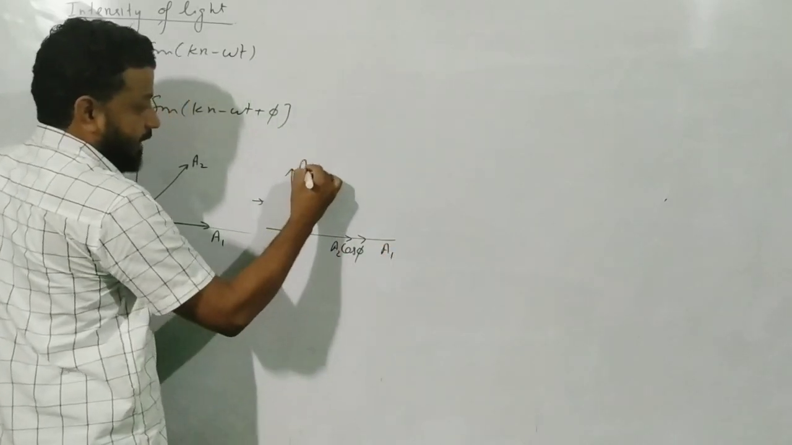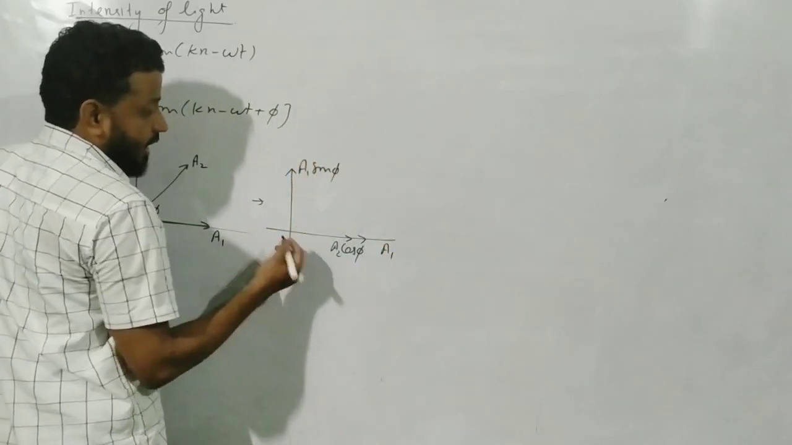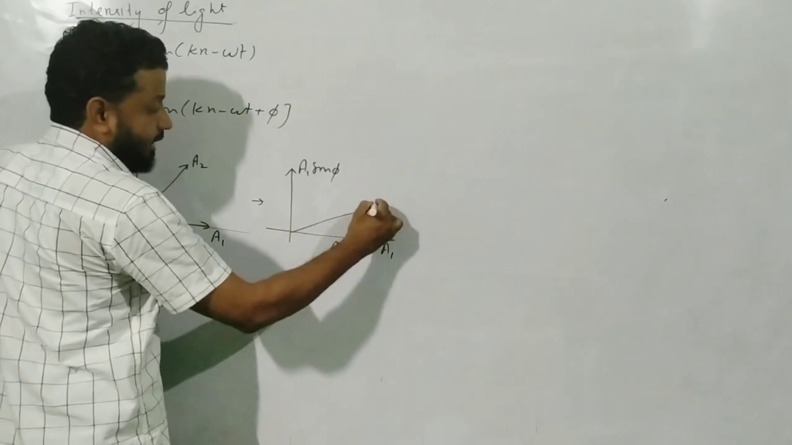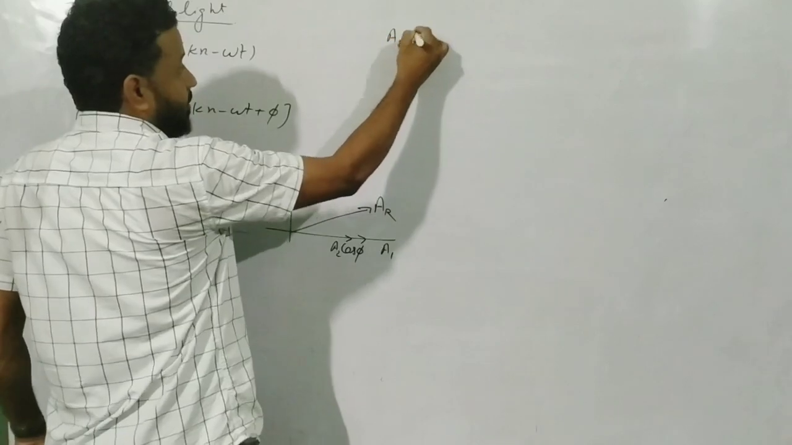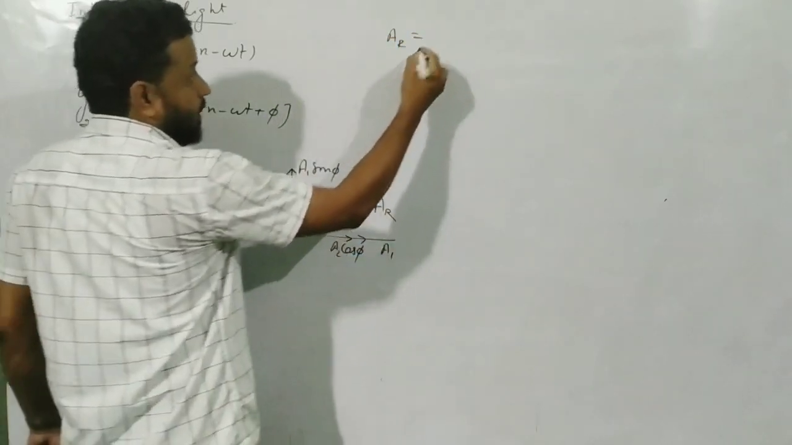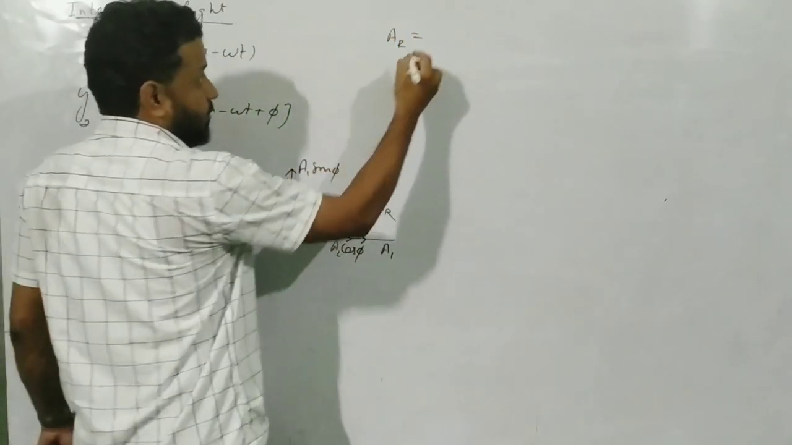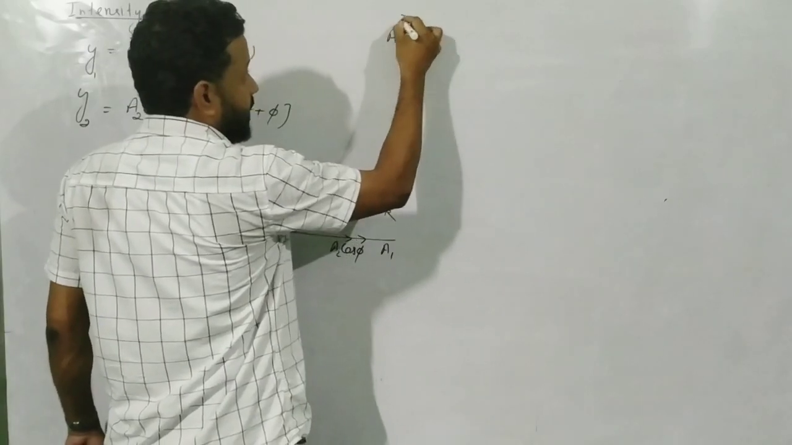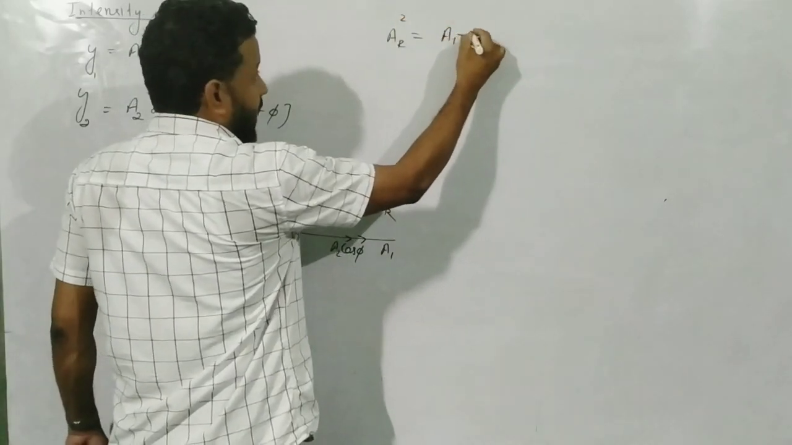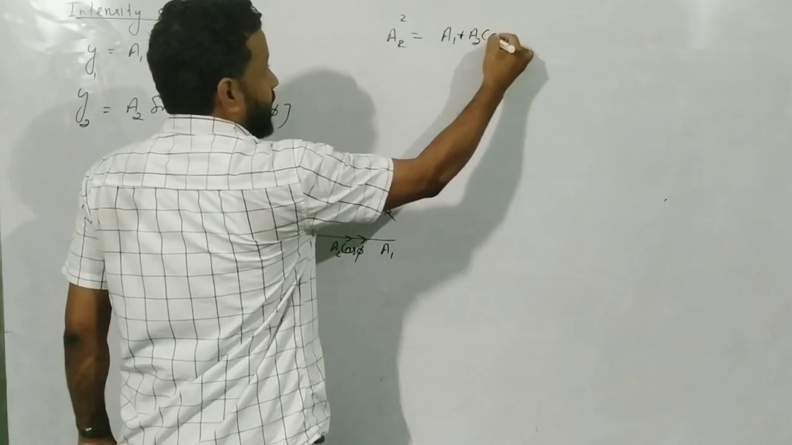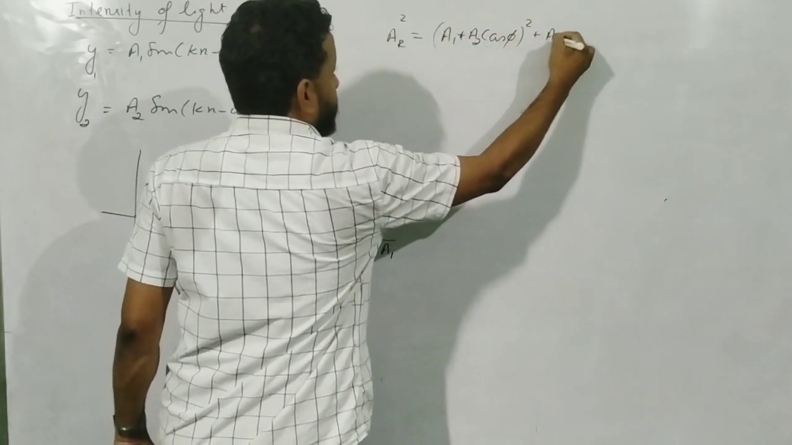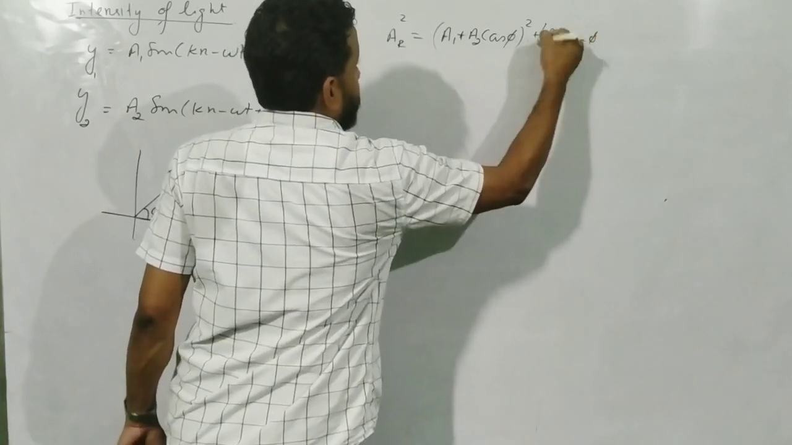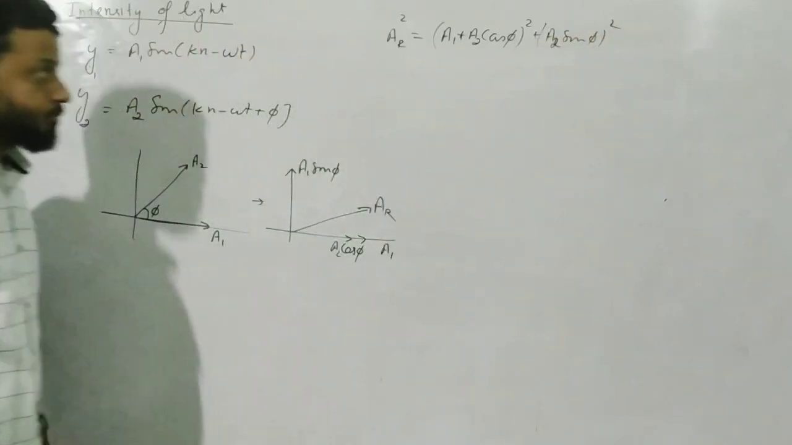And this one will be your A1 sin phi. And now let us say I want to find a resultant, and say that my resultant is this. Then how will you find the resultant? Resultant will be, now these two will be added up, and this is perpendicular. So resultant square will be equal to A1, that vector calculation which you have learned, A1 plus A2 cos phi the whole square plus A2 sin phi the whole square.